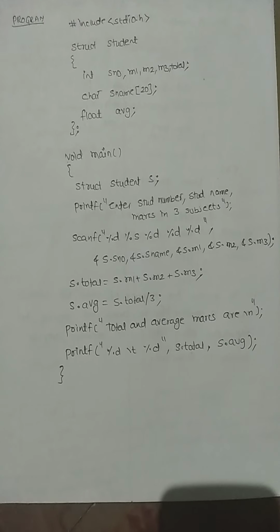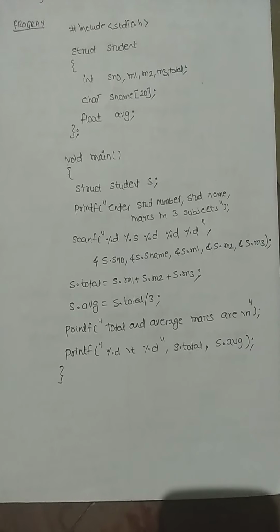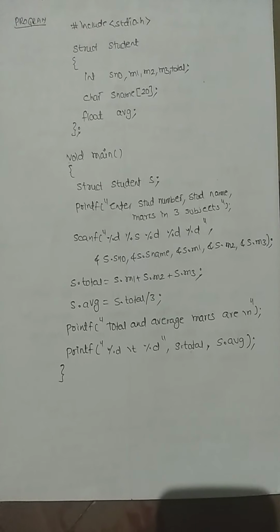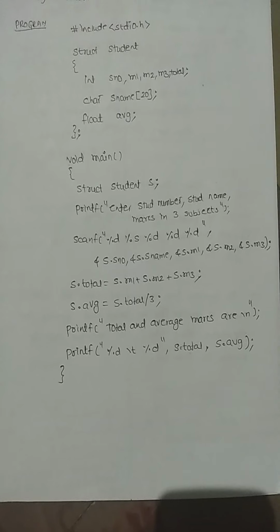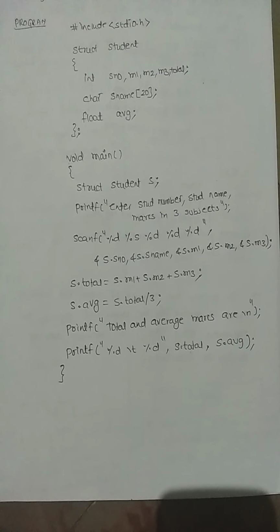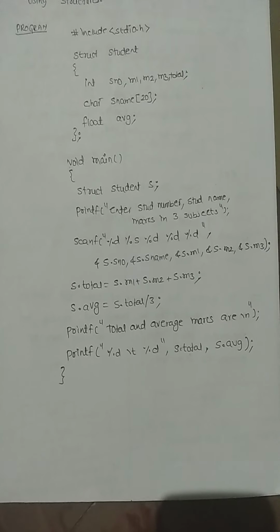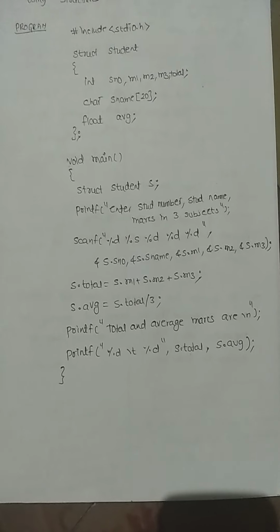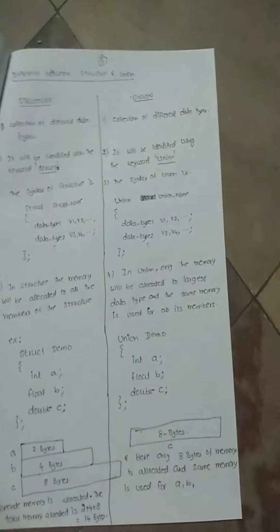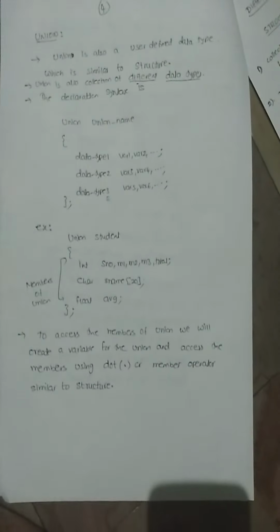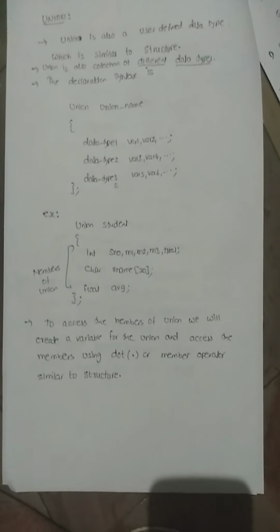Very simple concept. Again, we have another concept called union, which is similar to the concept called structure. It is also a user defined data type. Union is also for different data types, and these are again called members. So you write the same notes that we wrote for structure for union also.